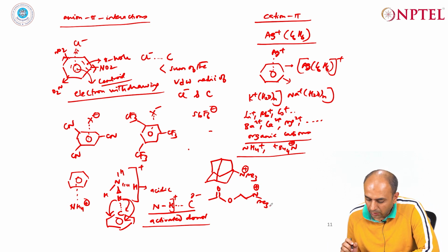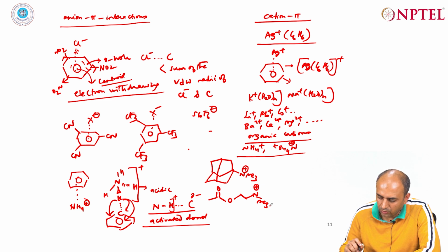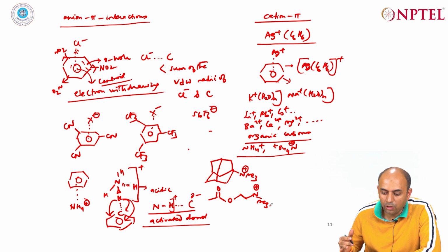Okay. So, with this we are able to appreciate that cations also play a very important role in molecular recognition. And now in the next class we will be taking up more examples of cation pi interaction and their possible roles in mediating supramolecular recognition in molecules.